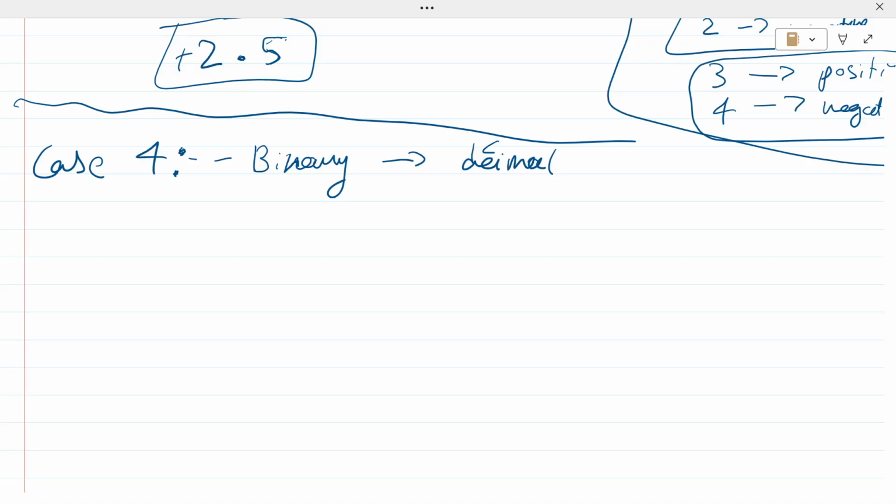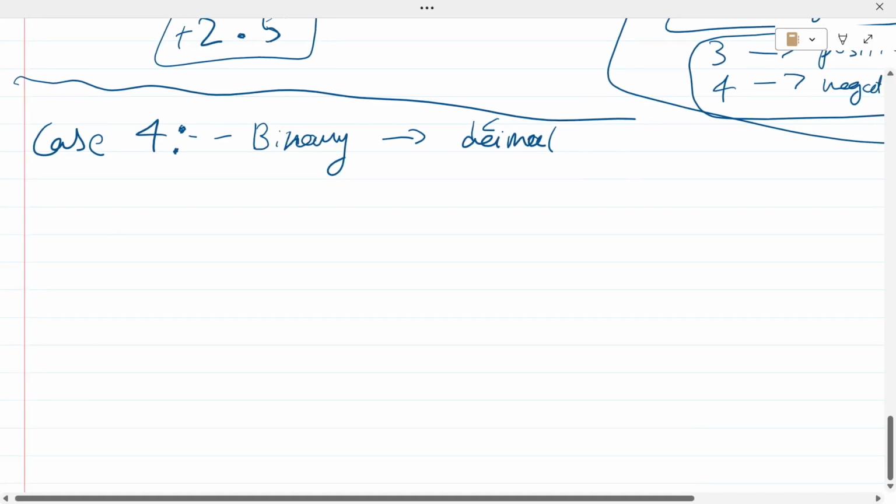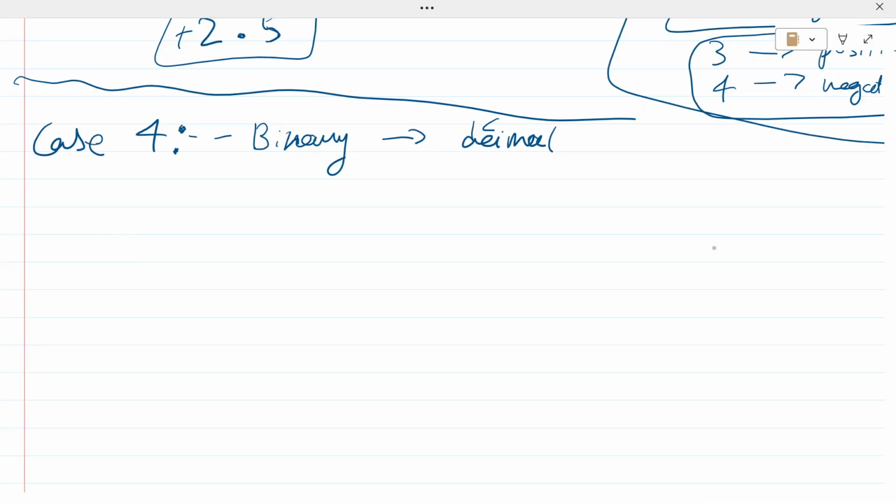These are unsigned binary numbers. These are unsigned binary bit combinations, or however you want to put it forth, right? So in that case, this is how you know.